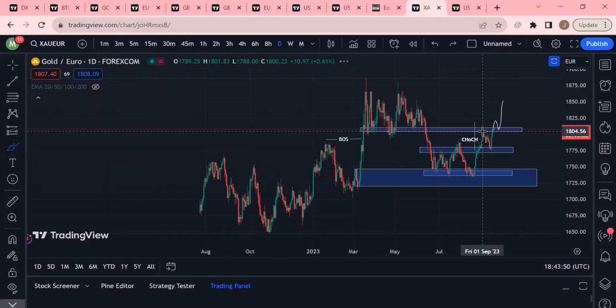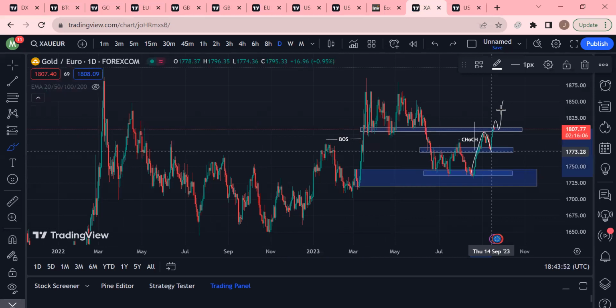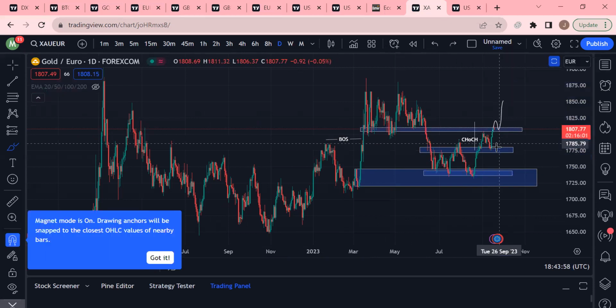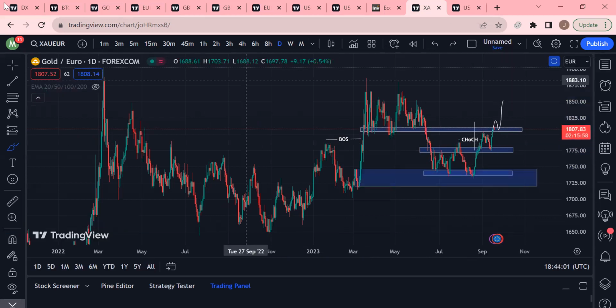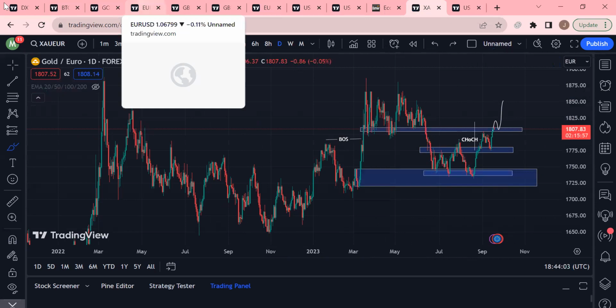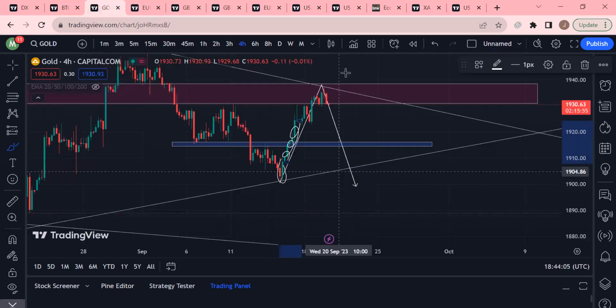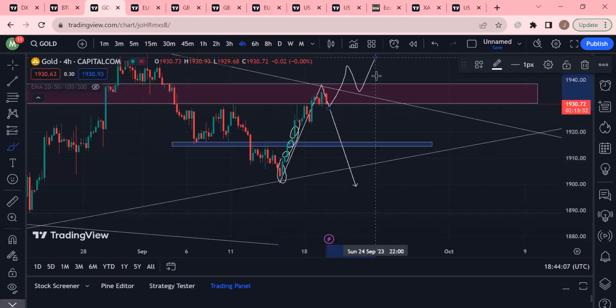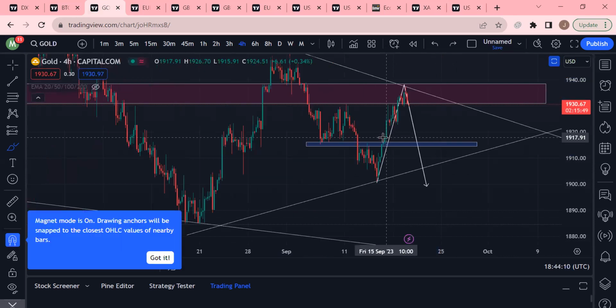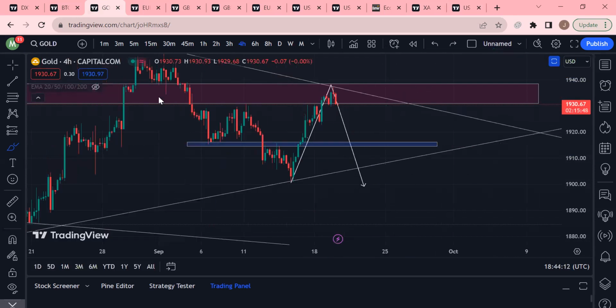switched and is continuing to the upside already. So it's either I will buy this market or I will just trade gold. I'm buying gold because gold will definitely come and reclaim and continue going, like it's doing on gold and euros right now.